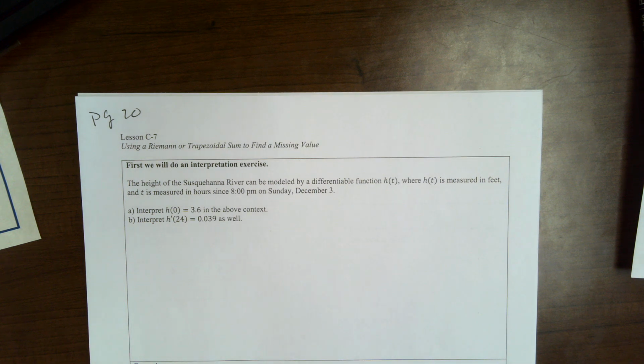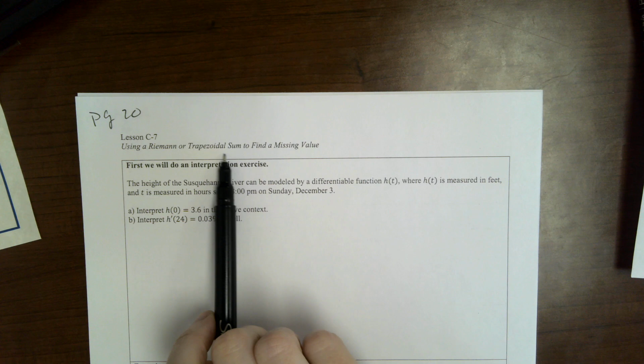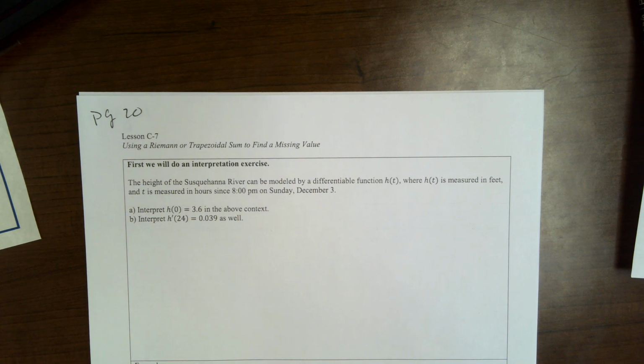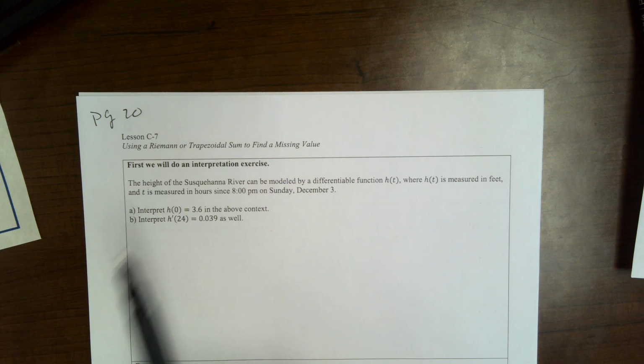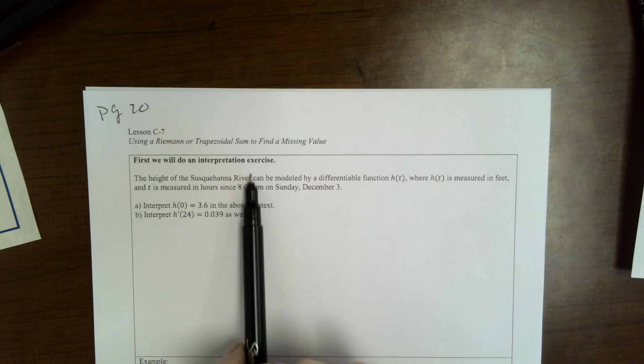Okay, so this is page 20, C7, using a Riemann or trapezoidal sum to find a missing value. So we're going to do a trapezoidal sum problem together. But first we'll do an interpretation exercise.